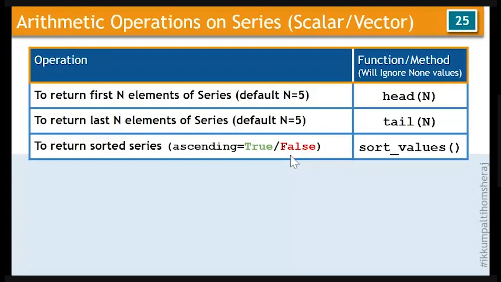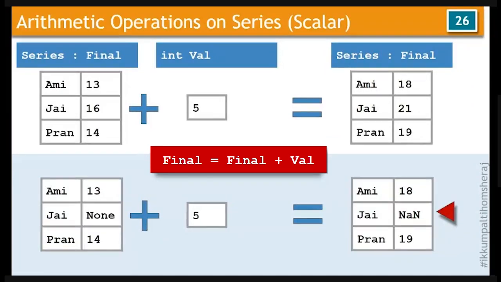By default, it is going to be true. Now, let's look at some scalar operations which we discussed. If you want this series final and 5 to be added with all these values, so 13 plus 5 is 18, 16 plus 5 is 21, 14 plus 5 is 19, in that case we will make use of the plus sign.